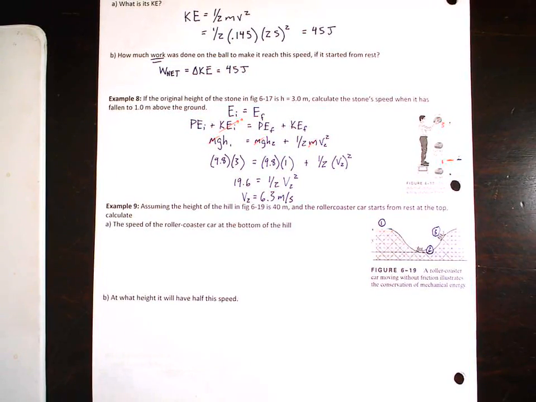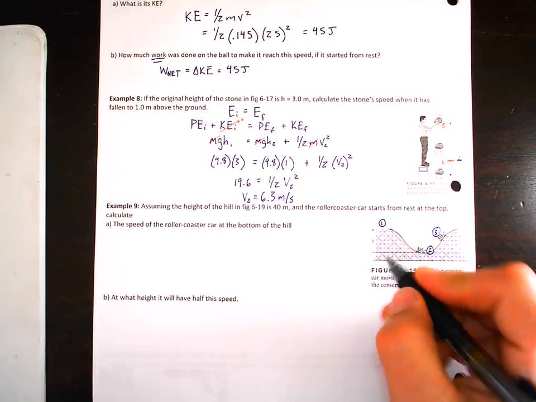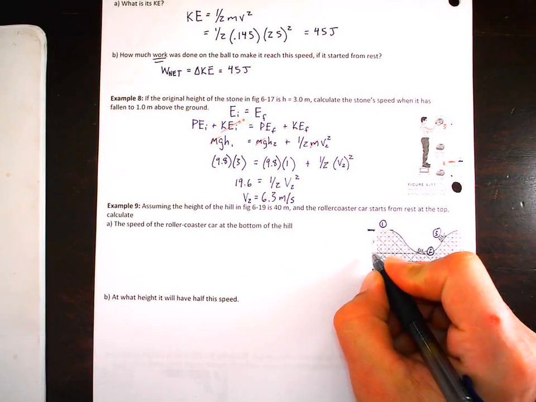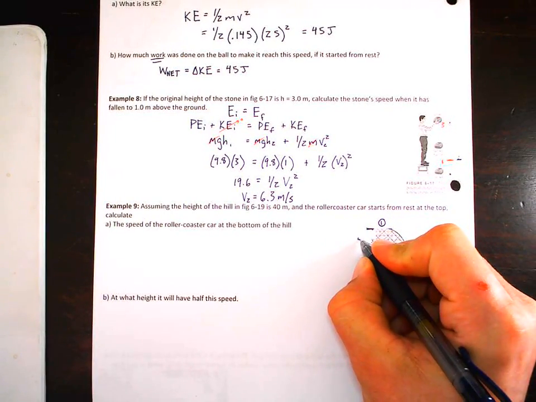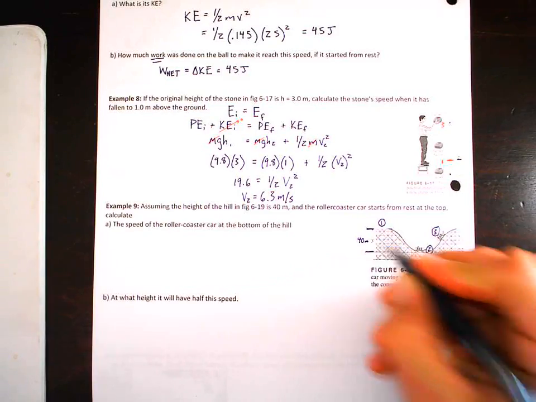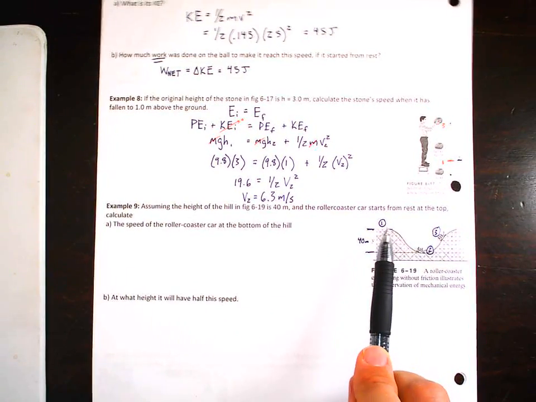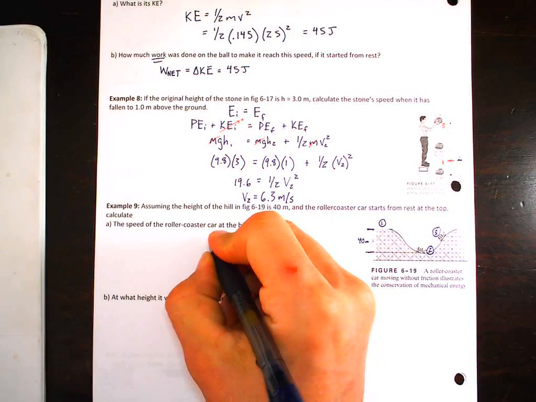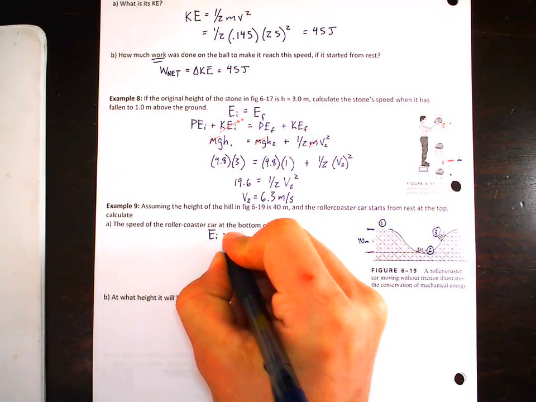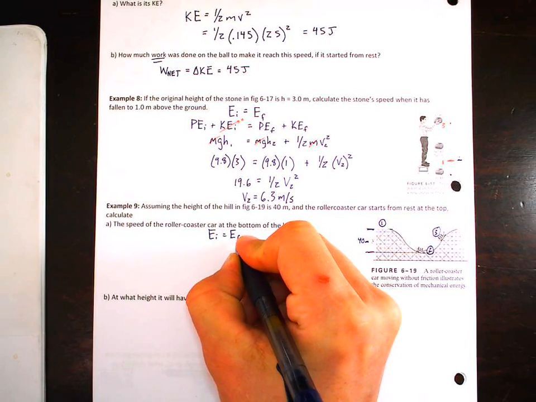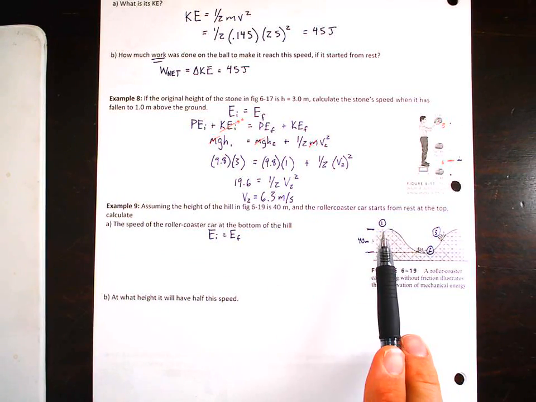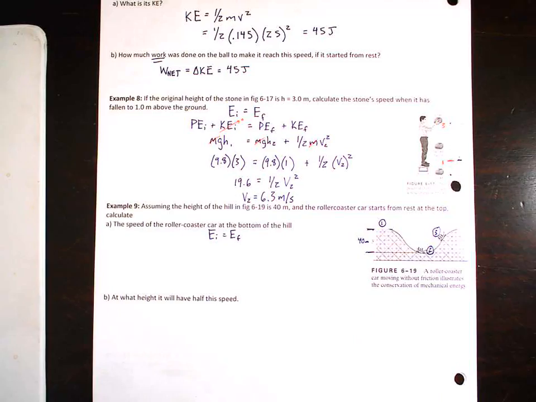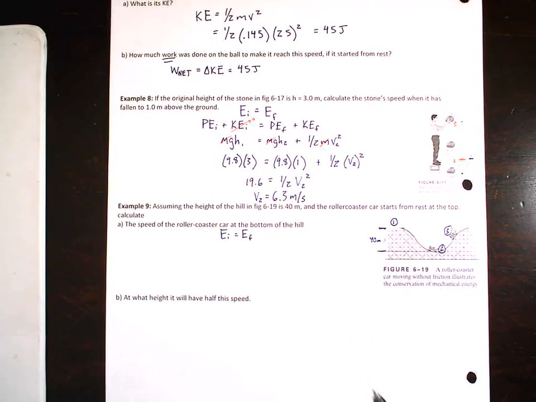Speed of the roller coaster at the bottom of the hill. So this height right here is our 40. First they want to know speed down there. That's an easy problem. Let's set it up. EI equals EF. I want you to decide what type of energy we have here and what it's going to. And solve for the speed. Need to show your work.